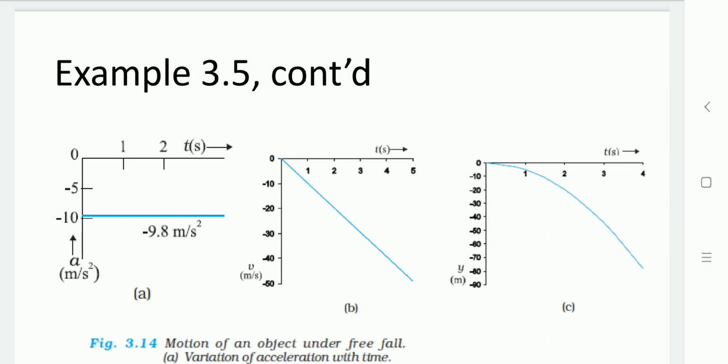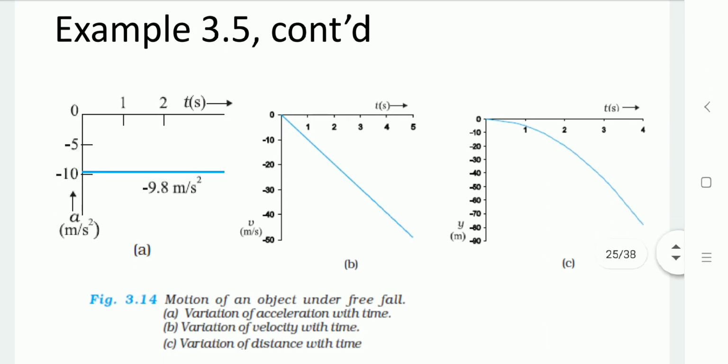The third graph shows the variation of distance with respect to time, which we evaluated from the equation y equal to minus 1 half g t square, that is minus 4.9 t square. Based on that, we have a downward curve. So the previously evaluated equations for free fall, which define acceleration, velocity and distance variation with respect to time, are shown here graphically. Clear? This is how free fall can be defined.